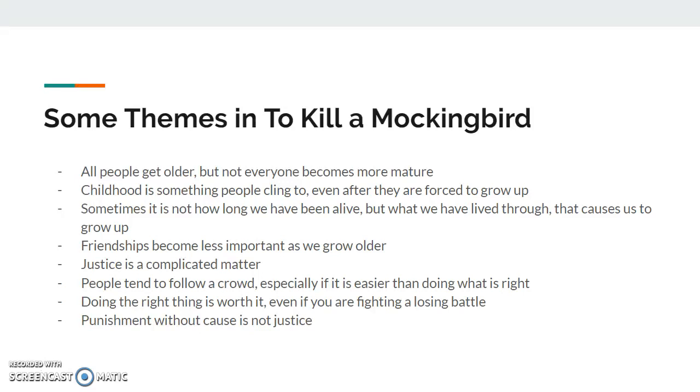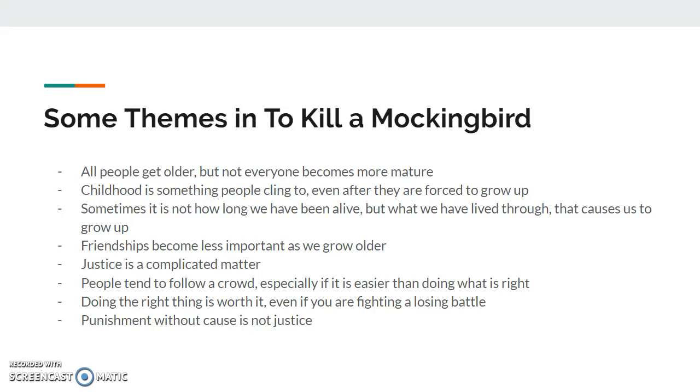We also see that justice is complicated. Sometimes there is no justice. Sometimes things are just unfair, and that's the way life is. People want to see justice. They want things to be fair.